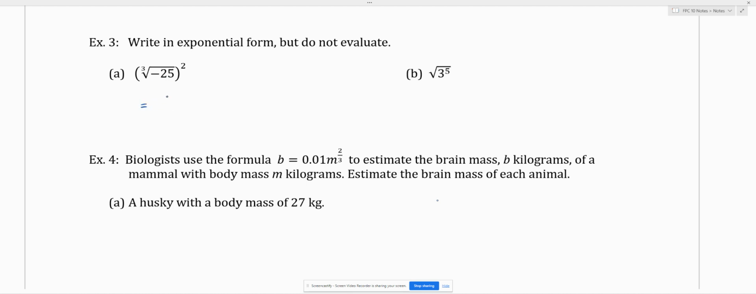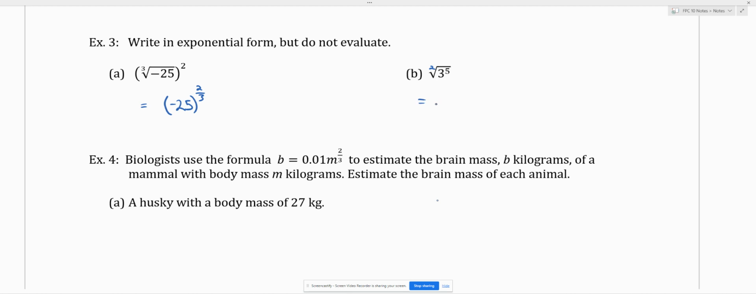Okay, so my radicand, the negative 25, goes inside, and my hat goes up top, and my shoes go on the bottom. That easy. Now we're in exponential form. We have an exponent instead of a root.